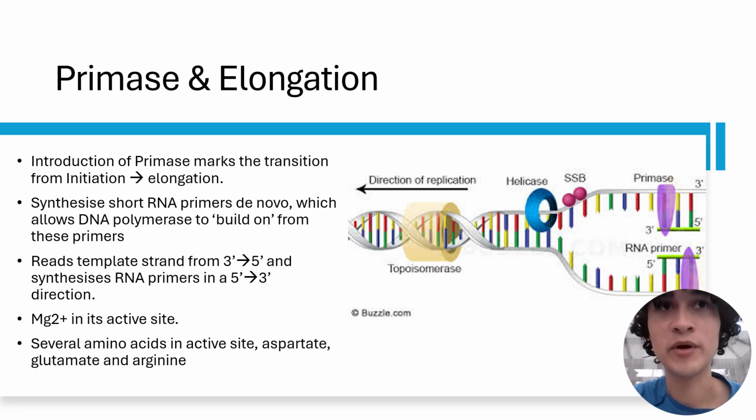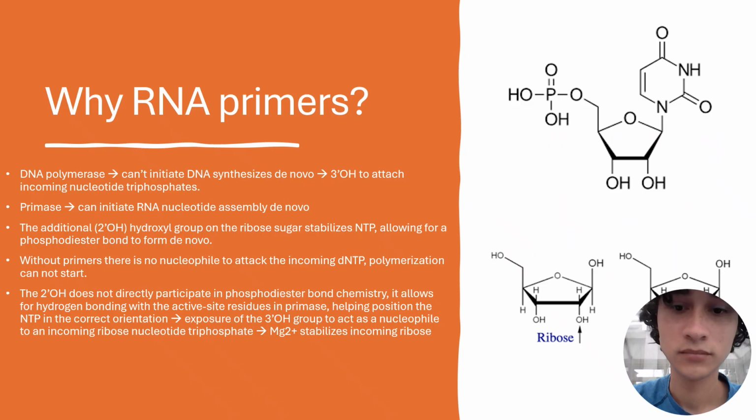And I haven't really spoken about the structure of RNA yet, but I will speak about it more in depth when we look at protein synthesis. So now I just thought we'd get into the why. So why can this primase enzyme synthesize short RNA primers de novo, but our DNA polymerase requires the use of RNA primers to build its DNA strand, so it can't synthesize a DNA polymer de novo? It all comes down to the structure of the sugar.